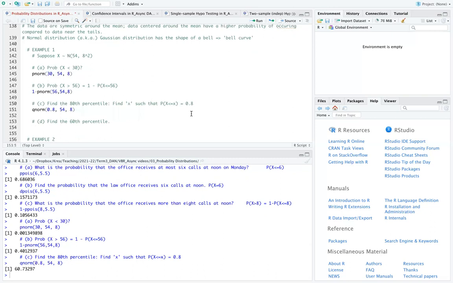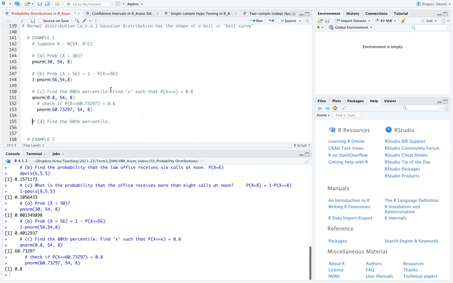The answer is 60.73297. If you want, you can always double check. You can check if the probability that X is less than or equal to 60.73297 is indeed equal to 0.8. And how do we check that? I'll say P norm of 60.73297 with a mean of 54 and sigma 8. Well, there we go. This is exactly equal to 0.8. So our calculations are correct.